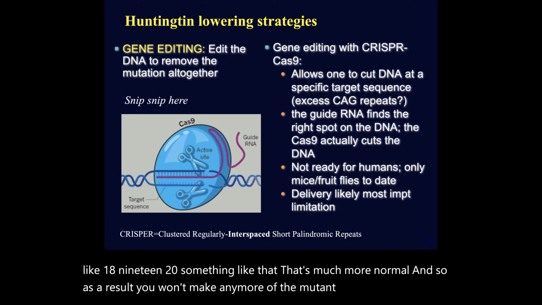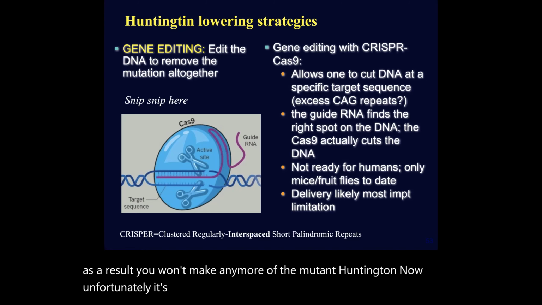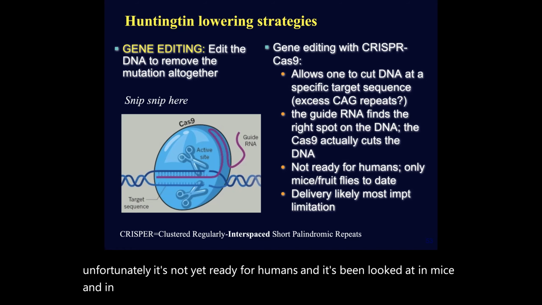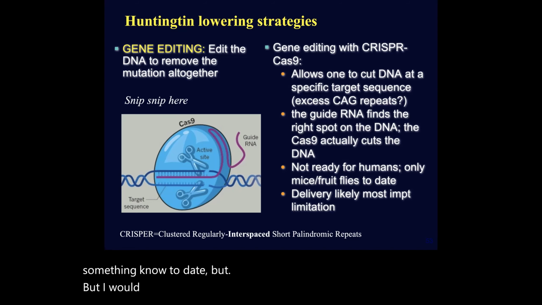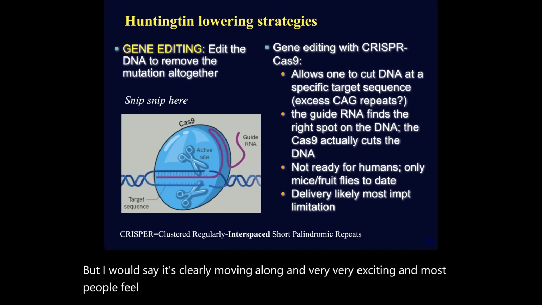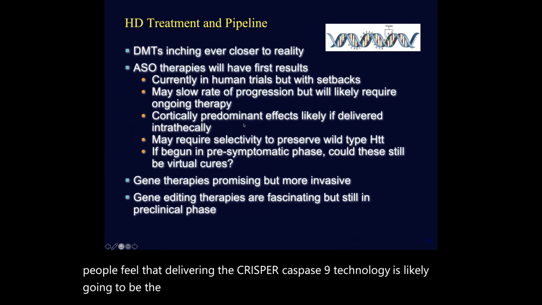Now, unfortunately, it's not yet ready for humans, and it's been looked at in mice and in fruit flies. And I think there's even some avian work, like chickens or something, to date. But I would say it's clearly moving along and very, very exciting. And most people feel that delivering the CRISPR Cas9 technology is likely going to be the biggest limitation.